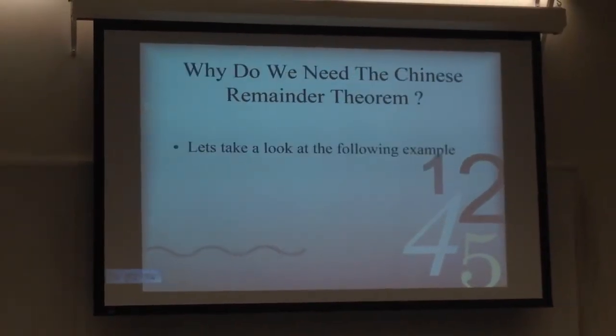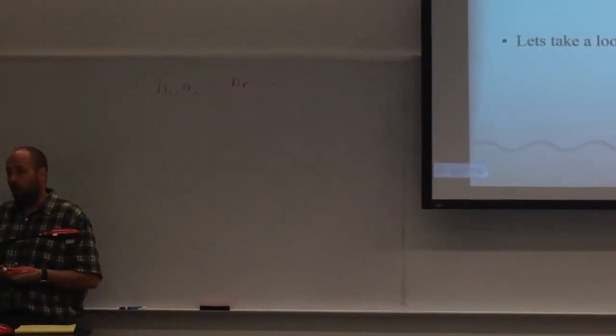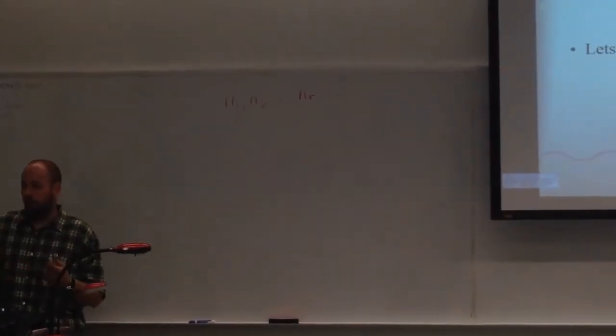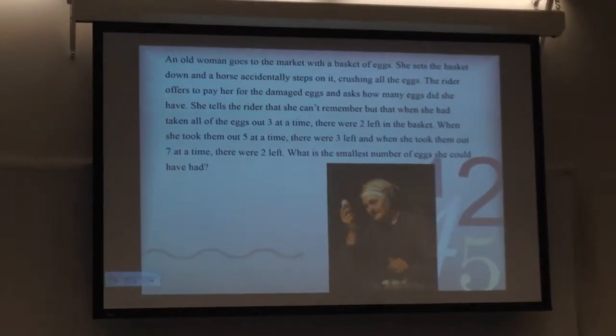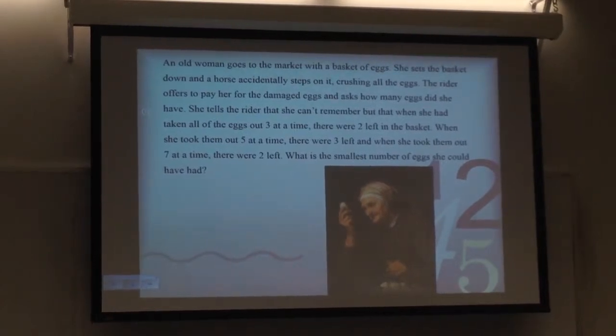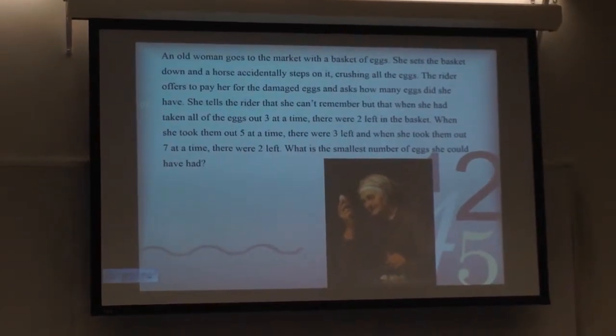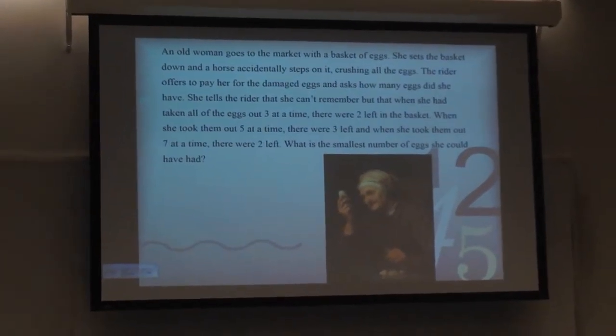So let's have an example. Why do we need the Chinese Remainder Theorem? Let's look at the following example. An old woman goes to the market with a basket of eggs. She sets the basket down and a horse accidentally steps on it, crushing all the eggs. The rider offers to pay her for the damaged eggs and asks, how many eggs did she have?